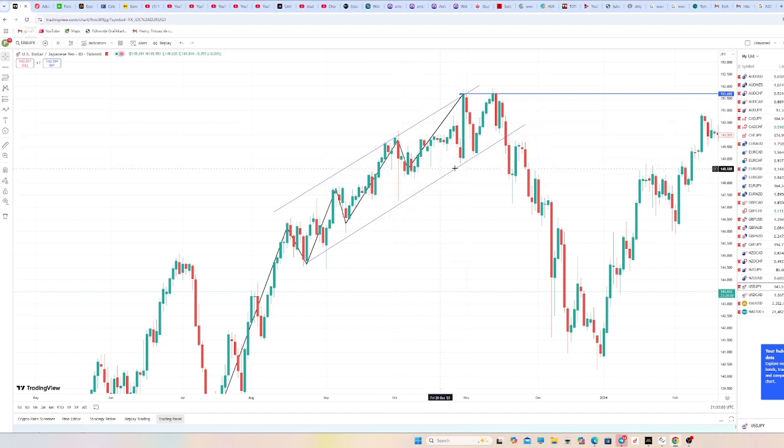And notice we have an M pattern. Notice this is an M pattern. Notice that, an M pattern. And once price broke outside, it caused all the market.